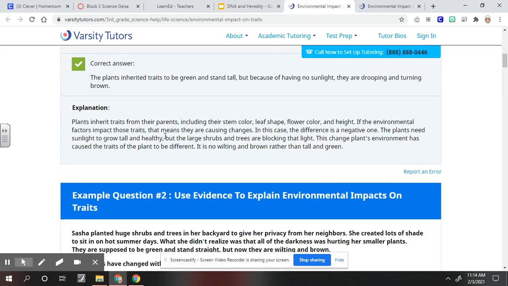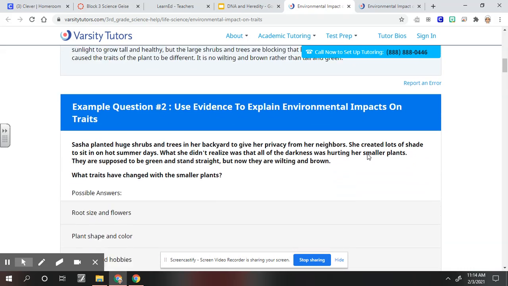Plants inherit traits from their parents. Yes, plants have parents too, including their stem color, leaf shape, flower color, and height. But if the environmental factors impact those traits, that means they are causing changes. In this case, the difference was a negative change. The plants need sunlight to grow tall and healthy, but the other large trees and shrubs were blocking the light. This change in the plant's environment caused the traits of the plant to be different. It's wilting and brown rather than tall and green.